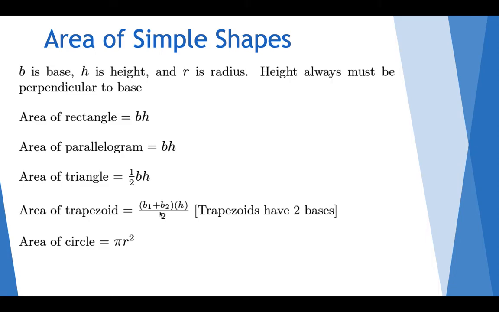And then the area of a circle is pi r squared. It's not like the other thing where diameter also works for this. If you are given the diameter, you have to convert to radius.